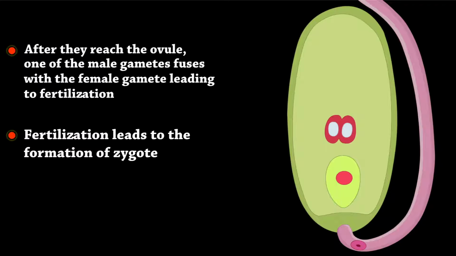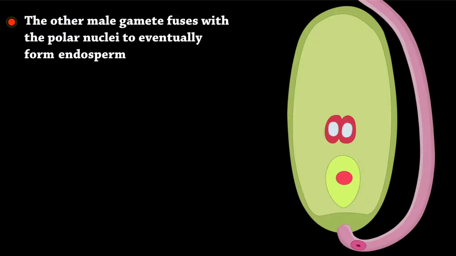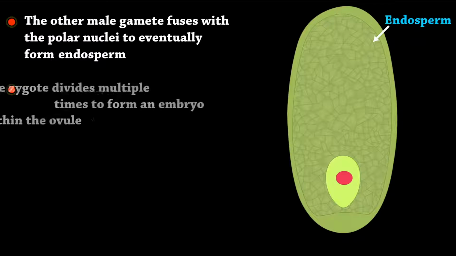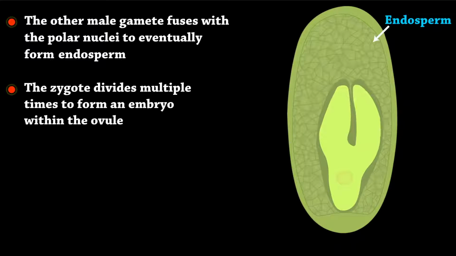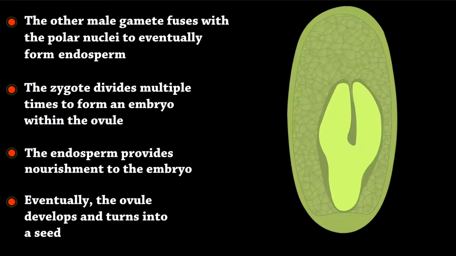Fertilization leads to the formation of zygote. The other male gamete fuses with the polar nuclei to eventually form endosperm. The zygote divides multiple times to form an embryo within the ovule. The endosperm provides nourishment to the embryo. Eventually, the ovule develops and turns into a seed.